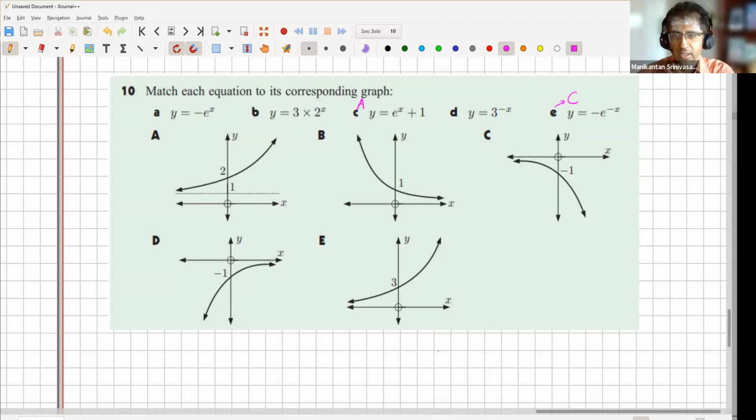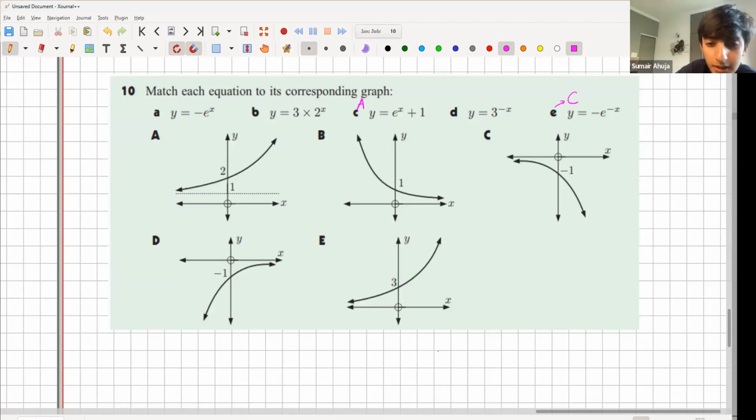So at origin, at x equal to 0, the y-intercept is 2. And then the asymptote is essentially what it's heading towards as x goes to minus infinity. It's lifted up from 0 to 1. Yes. Okay, Sumer.